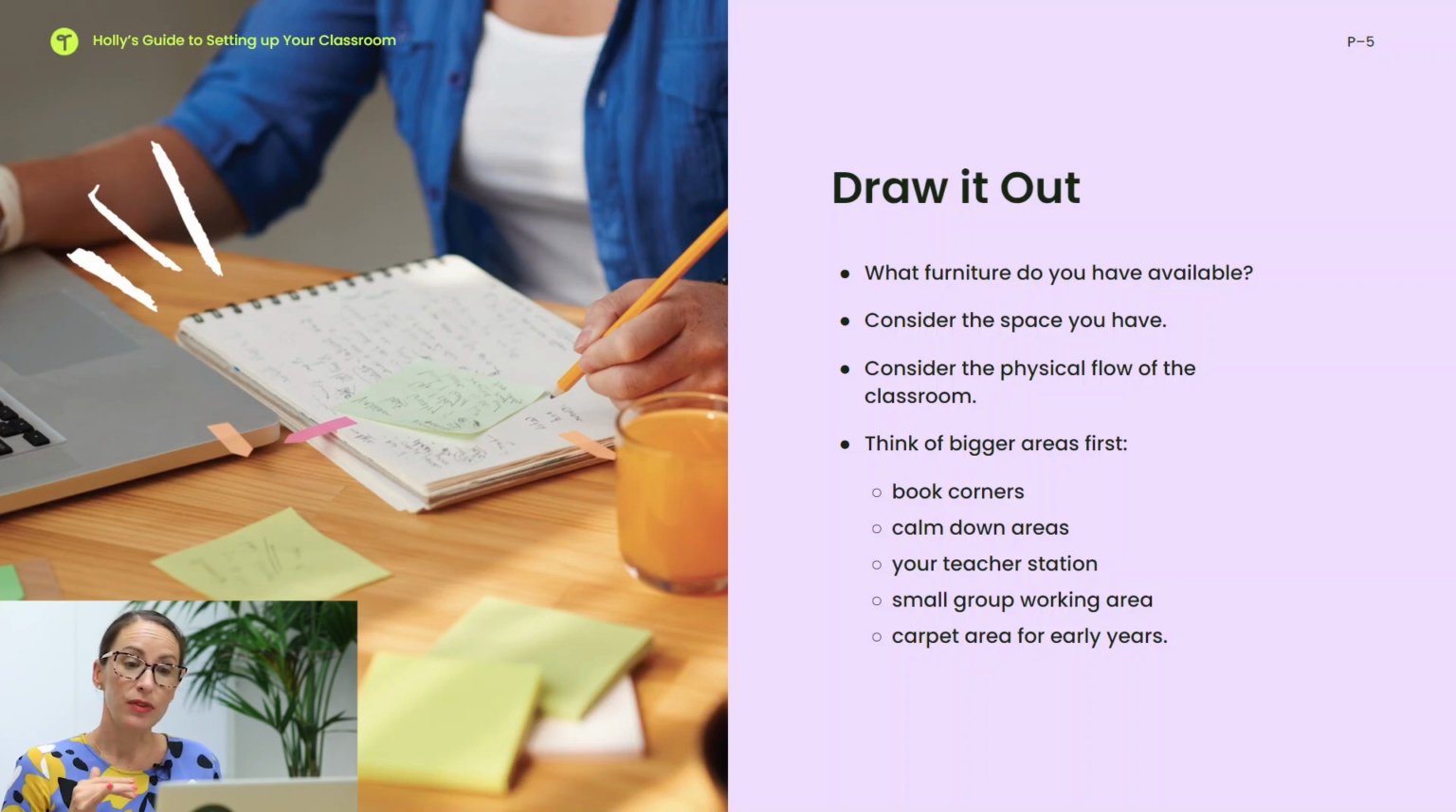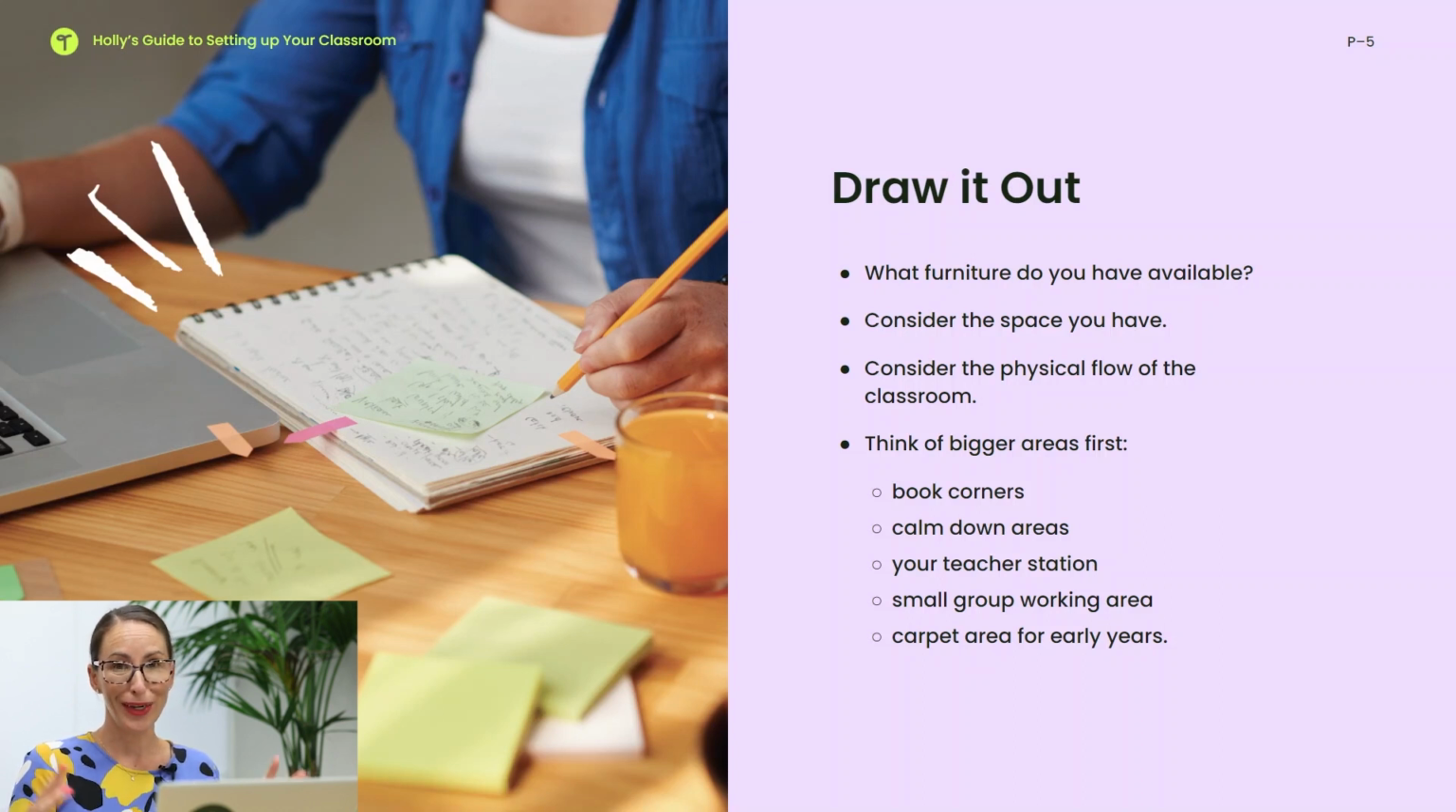When you're drawing it out, consider the physical flow of the classroom. If you're in an early years classroom, where will they be sitting for teacher instruction on carpet time? Is there then enough space for them to walk to their desks? Is there enough space for them to walk around their desks? Just considering that aspect, you don't want it to be too crowded. And when you are drawing it out, think of the bigger areas first. So your book corners, calm down areas, your teacher station, so where's your area going to be? Small group working areas, and obviously for the early years, a nice carpet area for them to sit down on.